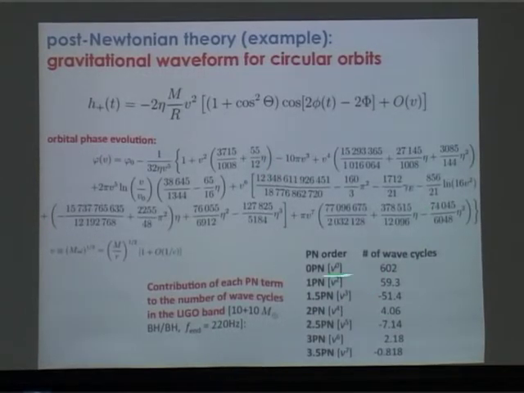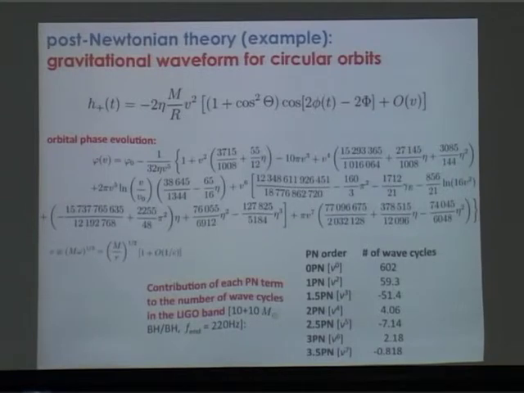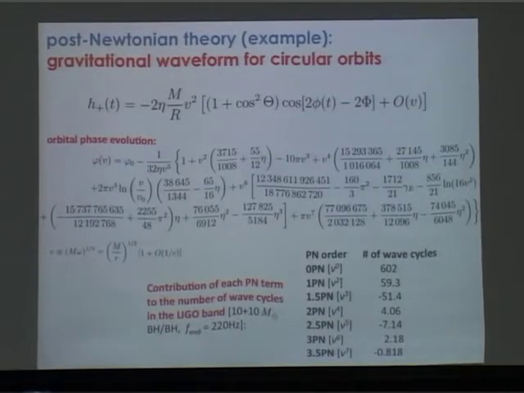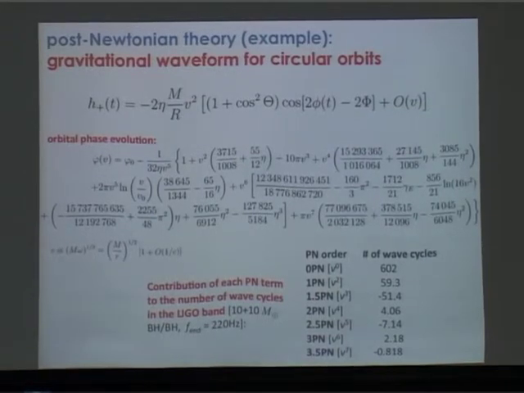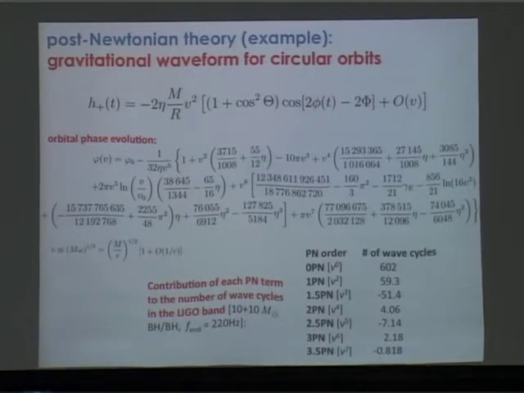And even the highest term that we've computed so far, this 3.5 pn, still contributes on the order of 1 cycle. Okay? And even a phase difference on the order of 1 cycle is large enough to essentially screw up your template to some degree. If you want to make a very accurate estimate of the parameters of your signal, I think you actually need to know a little bit better than 1 cycle.